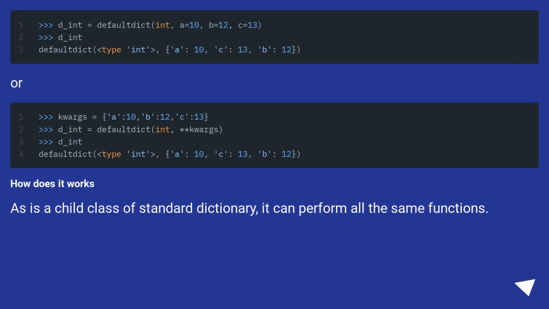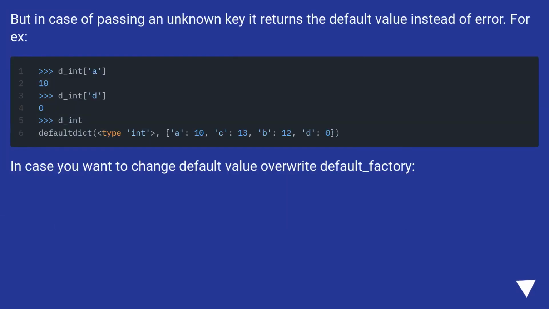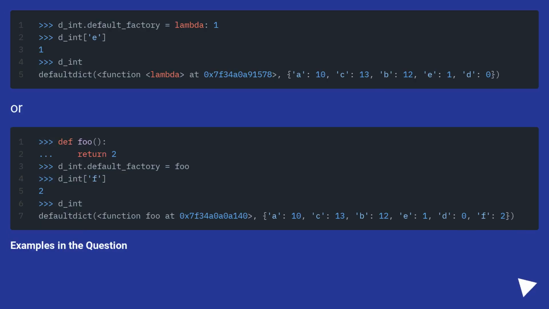How does it work? As it is a child class of the standard dictionary, it can perform all the same functions. But in case of passing an unknown key, it returns the default value instead of an error. In case you want to change the default value, overwrite default_factory.